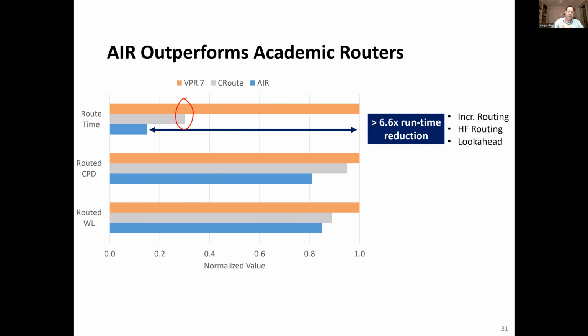The critical path delay we achieve is better. This is on an architecture with a relatively complex routing architecture, a mix of long and short wires arranged in a hierarchy, as I showed you. And for an architecture like that, the smarter lookahead and the adaptable rip up give us a better critical path. So we actually get a better result than VPR7 and a better result than CRoute. And the routed wire length is also superior. So overall, it looks very good.